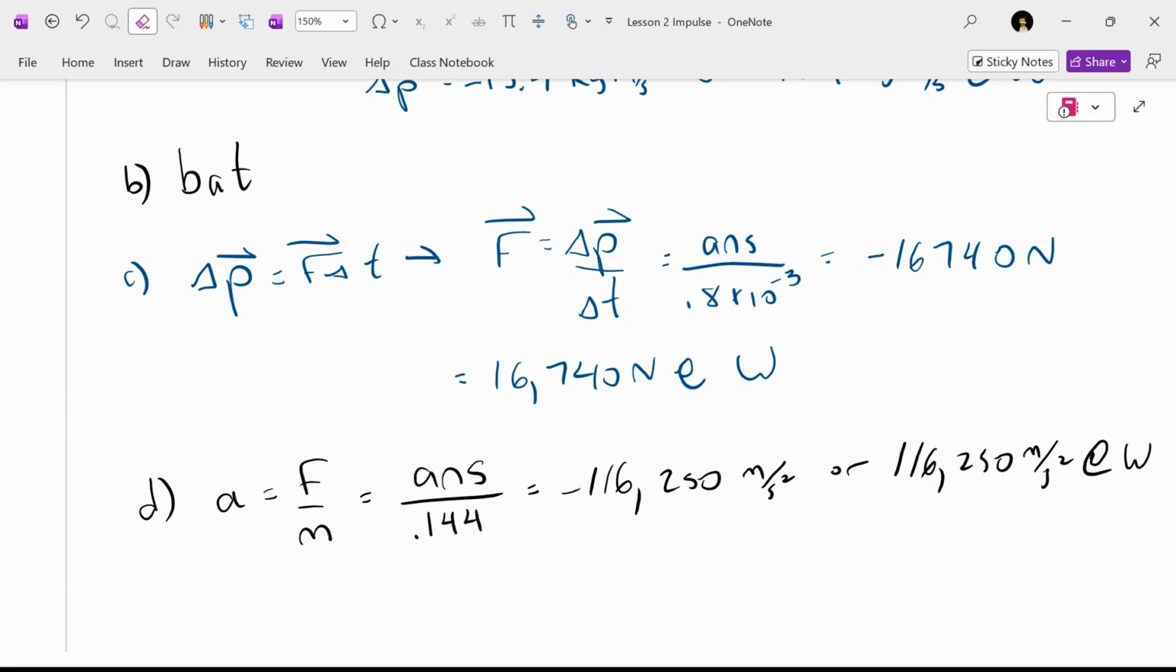So this is weird. I could have done all of this with F equals MA and VF equals VI plus AT, but it would have been 3 or 4 lines instead of 1.